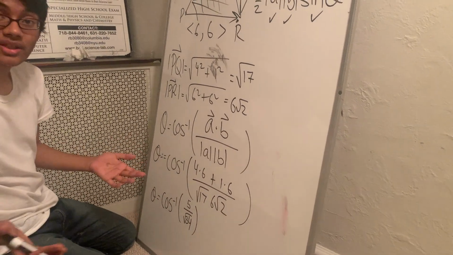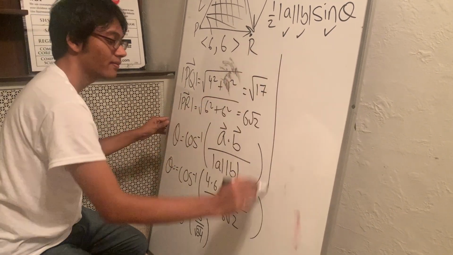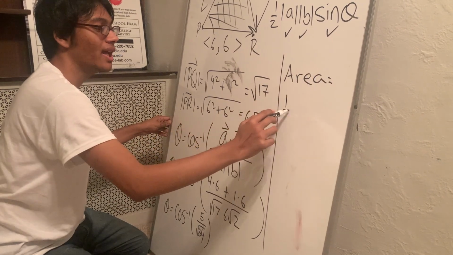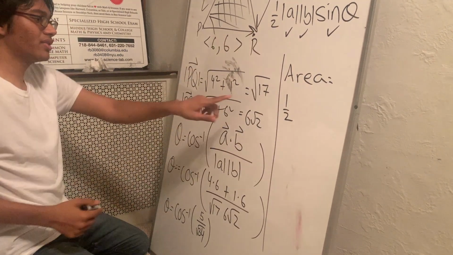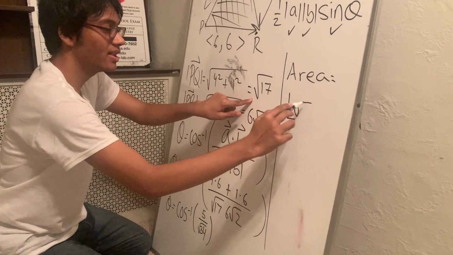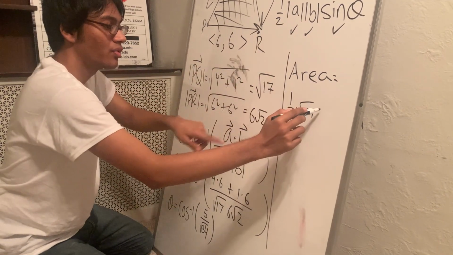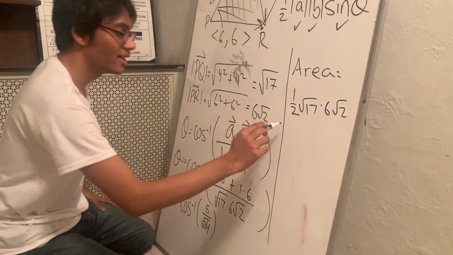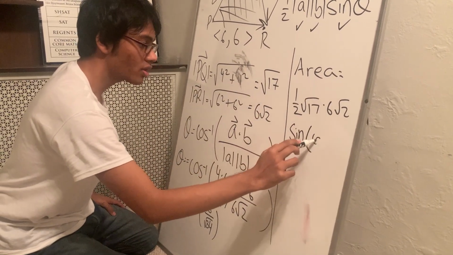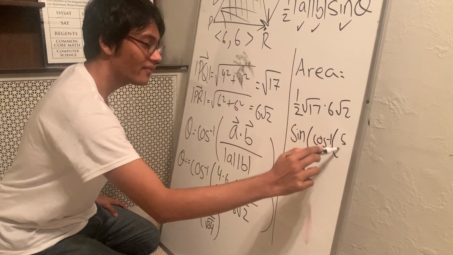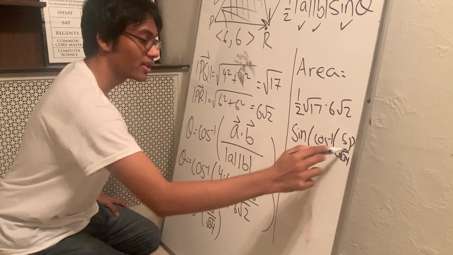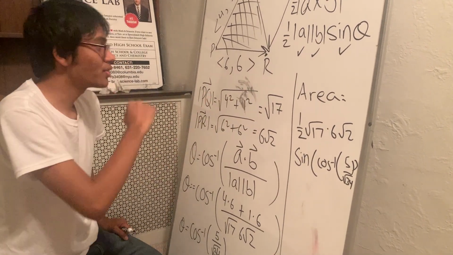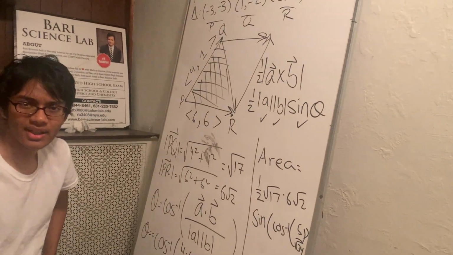And now all we need to do is just plug in the numbers, right? So the area of my triangle is going to be 1/2 of the magnitude of vector A, which is what? Square root of 17. Magnitude of vector B, which is 6 root 2. And sine of my angle theta. Sine of arc cosine of 5 over square root of 34. And that right there, ladies and gentlemen, go ahead, put this in your calculator, and you're going to get the area of this triangle. And that's all there is to it.